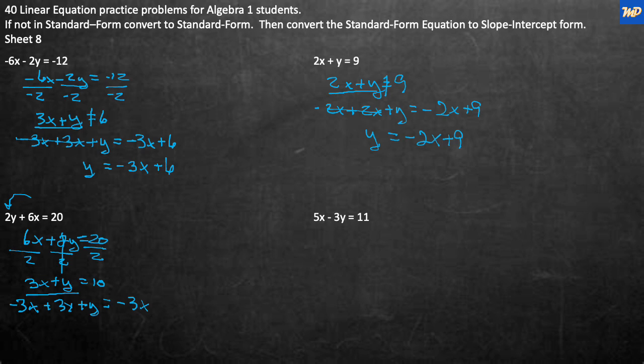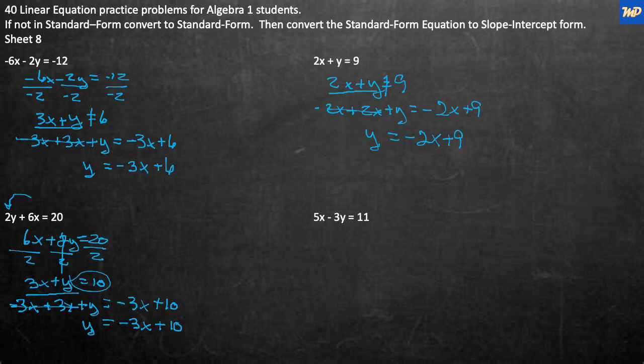And don't forget to bring down the 10 plus 10. The 3x's cancel. I end up with y. See that? I already have the y. y equals minus 3x plus 10. See how easy that was? Skip the step. Okay, next equation.